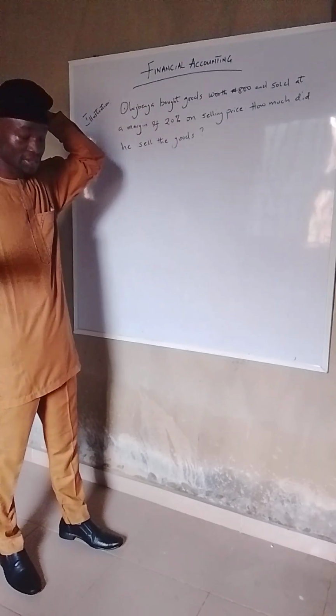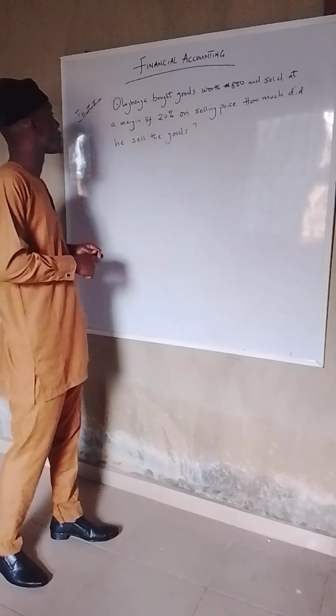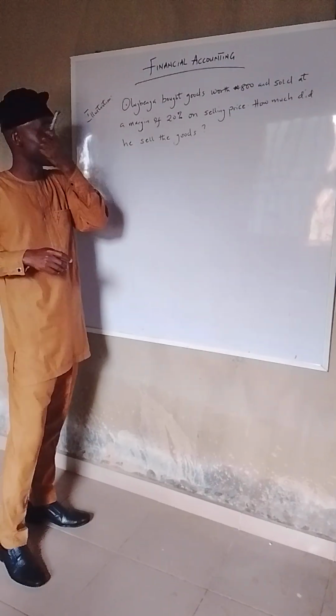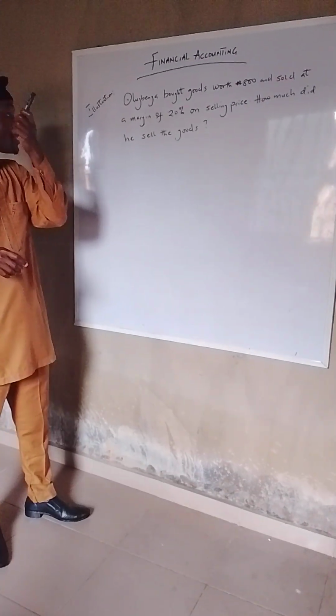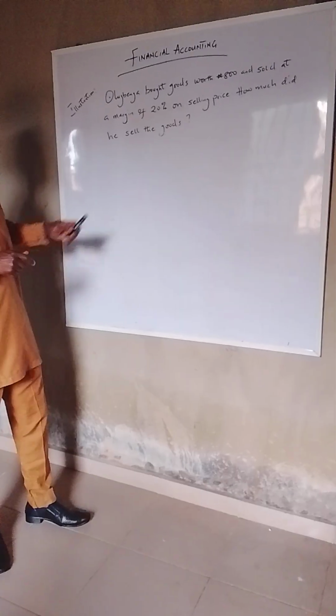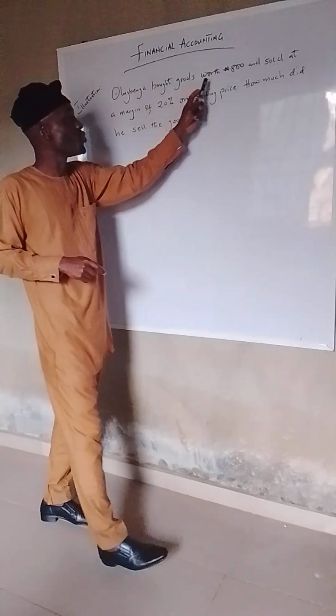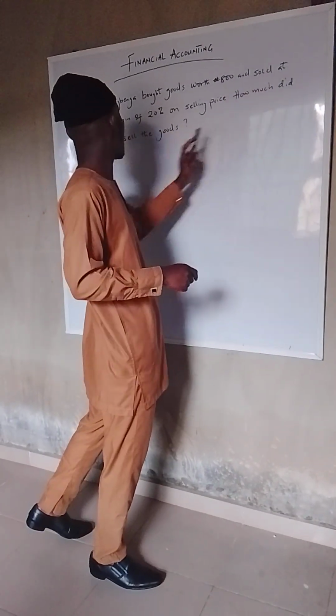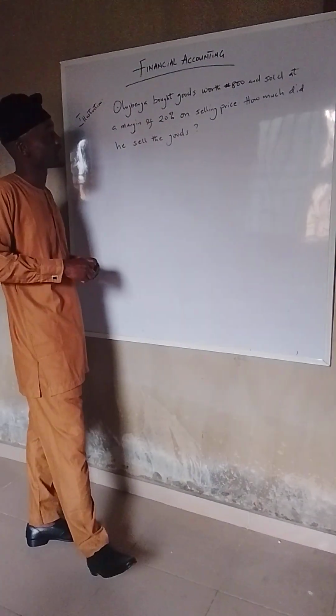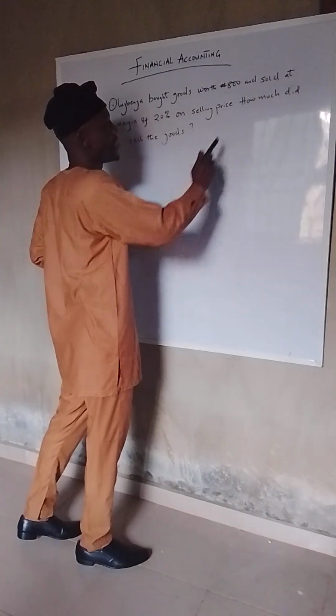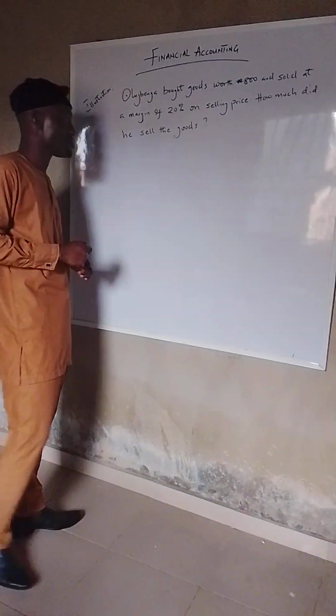To this question above. The question is all about business accounting. Look at the question. Let's look at it critically. Olubenga bought goods worth 800 naira and sold at a margin of 20% on selling price. How much did he sell the goods?